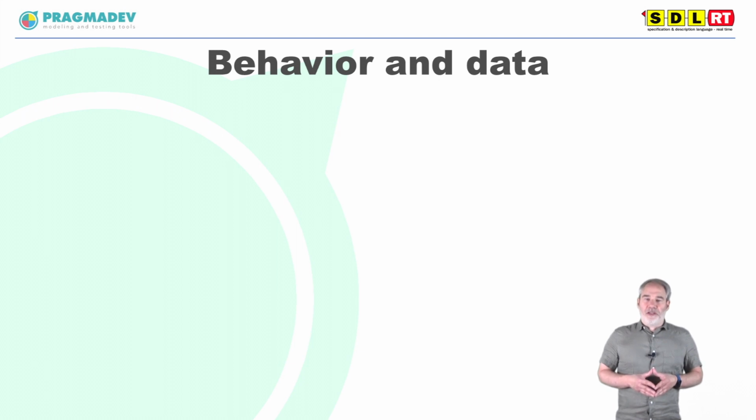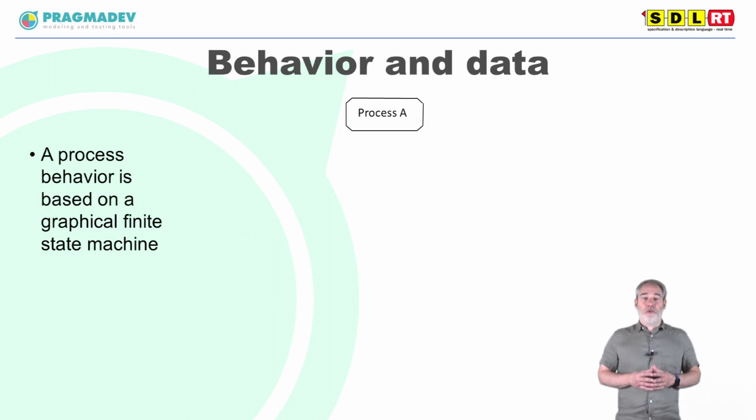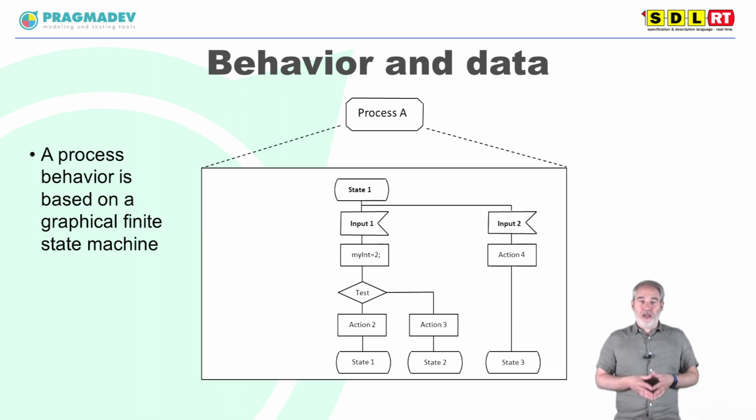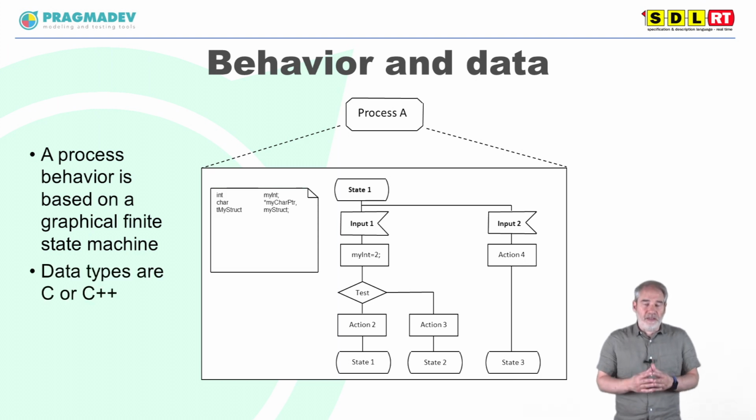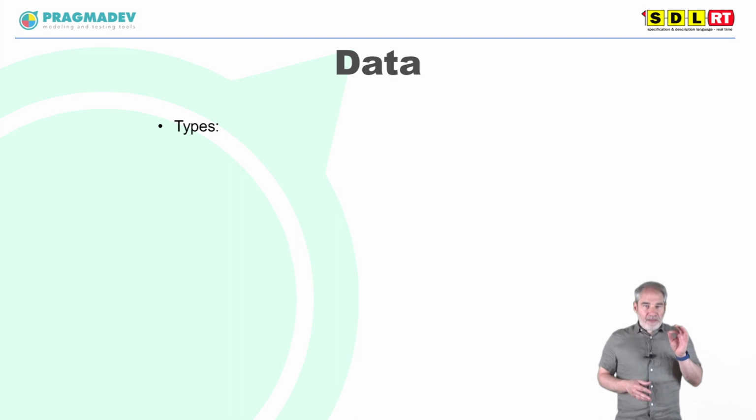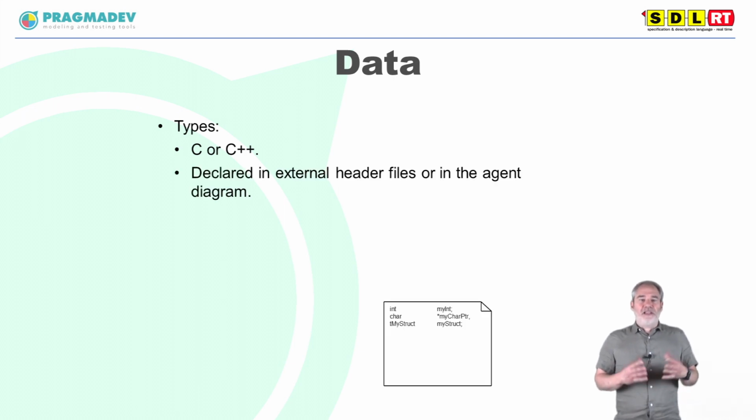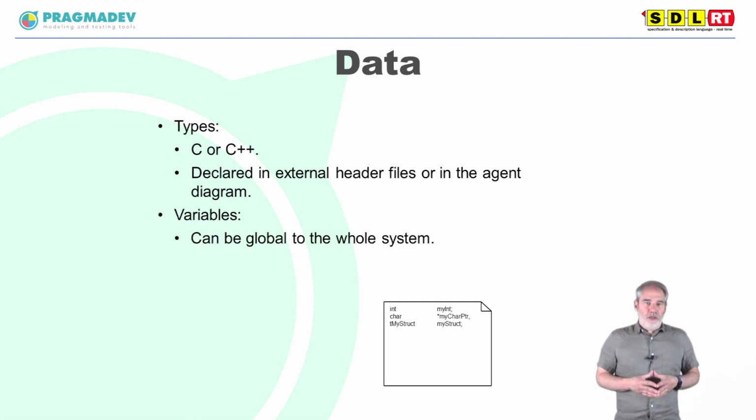Now that we have discussed the architecture and the interfaces, here comes the core of the notation, the behavior and data which are in the process diagram. The process behavior is a graphical state machine in which the variables are declared and manipulated in C or C++. Let's start with the data. The types can be defined in the agent declaration box, or they can be declared in an external header file and included in any agent. The same applies for a variable declaration. It can be done directly in the agent or in an external file.